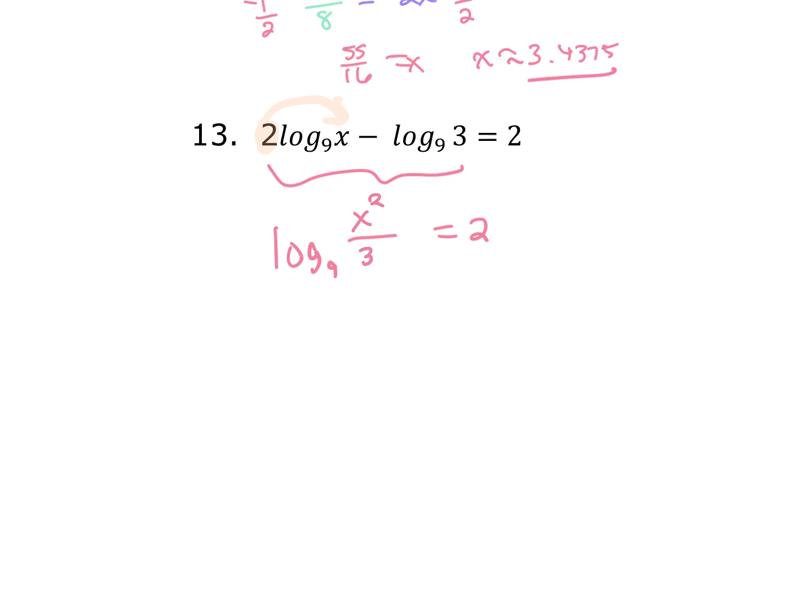So Aiden, what do we get when we rewrite using exponents there? 9 squared equals x squared over 3. Okay. So 9 squared is 81. 81 times 3 is 243. And so x is approximately 15.59.